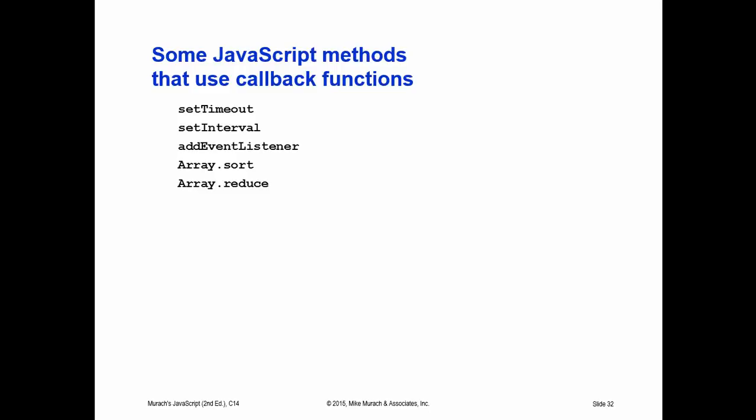Again, we saw setTimeout earlier, and with setTimeout, the function to be called when the specified interval elapses is your callback function. With setInterval, it's the function to be called when the specified interval elapses. With addEventListener, it's the function to be called when the event is triggered. With array.sort, it's the function to be called to sort the array items. And with array.reduce, it's the function to be called to reduce the array items to a single value.